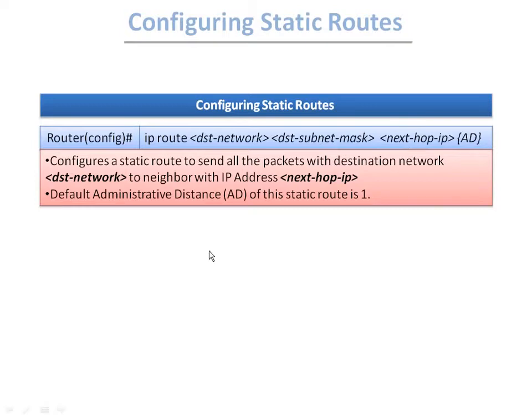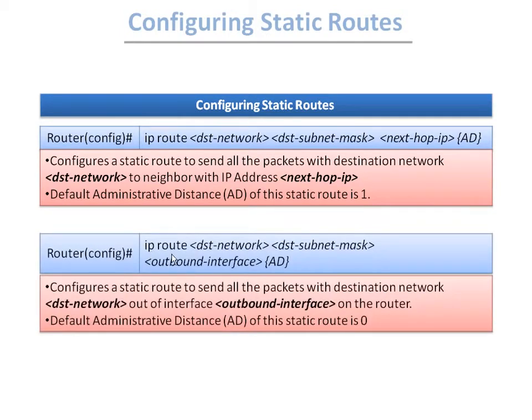But in case we don't know the next hop's IP address, or in other words, the neighboring router's IP address, we can configure the static route to use our router's outbound interface, meaning the interface through which all packets will reach the certain destination. So the static route command would look something like this: ip route, destination network, destination subnet mask, and instead of the next hop IP address like in the previous command, we put the outbound interface, like G0/0/0 or F0/0/0. And this will make our static route the one that we actually needed.